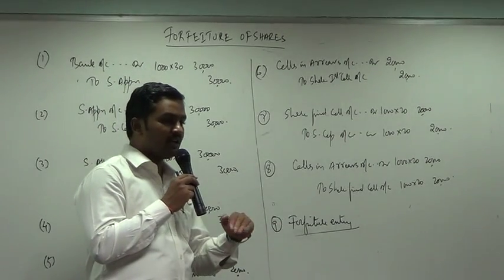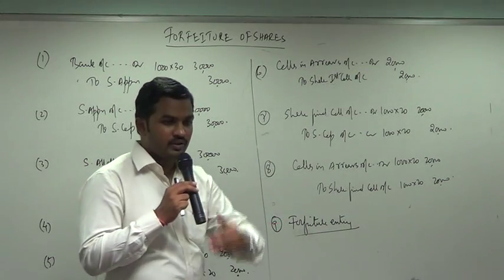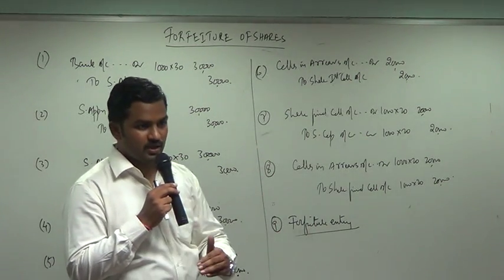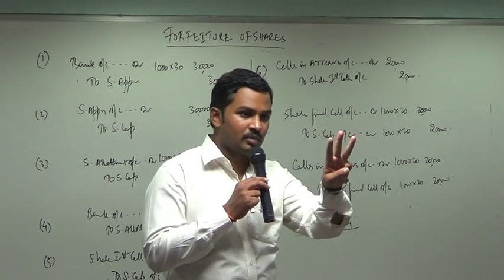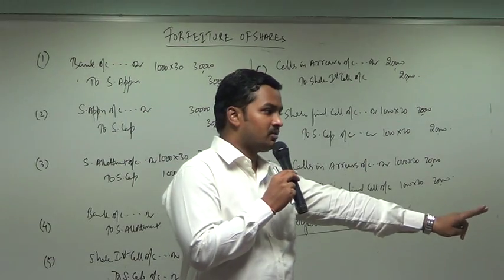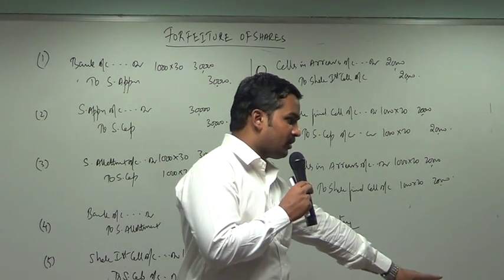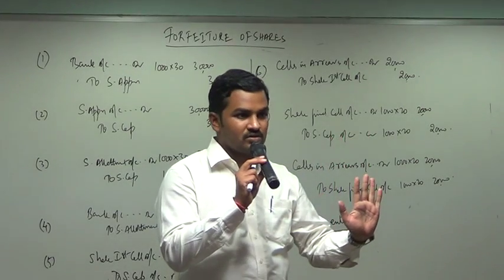We call this in technical language called up amount. Whatever amount we have requested the shareholder to pay is called the called up amount. We have called up 30 at the time of application, 30 at the time of allotment, 20 at the time of first call, 20 at the time of final call. So we have called 100 rupees.